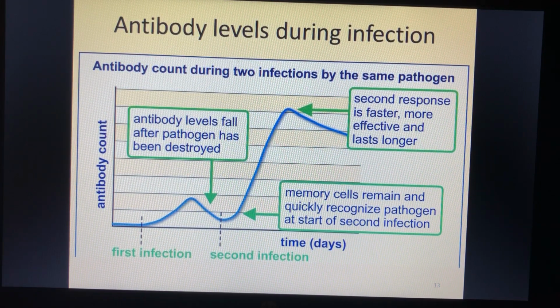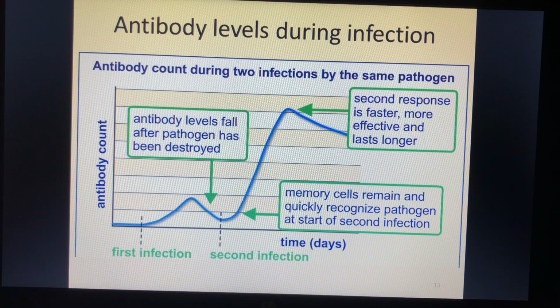So antibody levels during infection. Now this first infection could be being infected, or it could also be when you have your vaccination. So when you first are infected, either by picking up that disease from somebody or by having a vaccination, it encourages the white blood cells to start making the correct antibodies. And we can see that in this first peak on the graph.